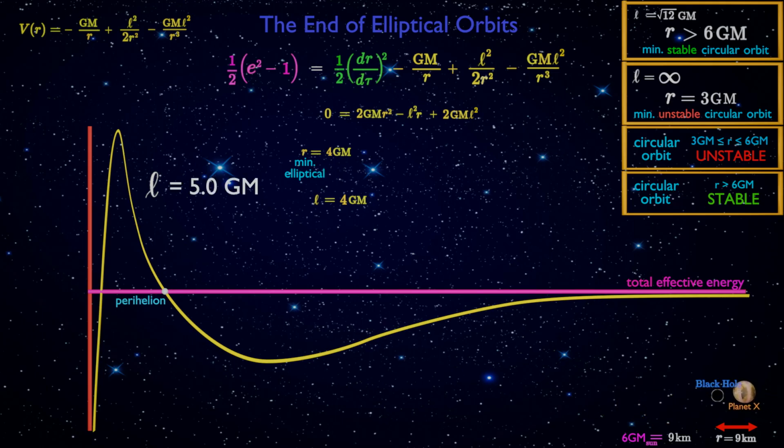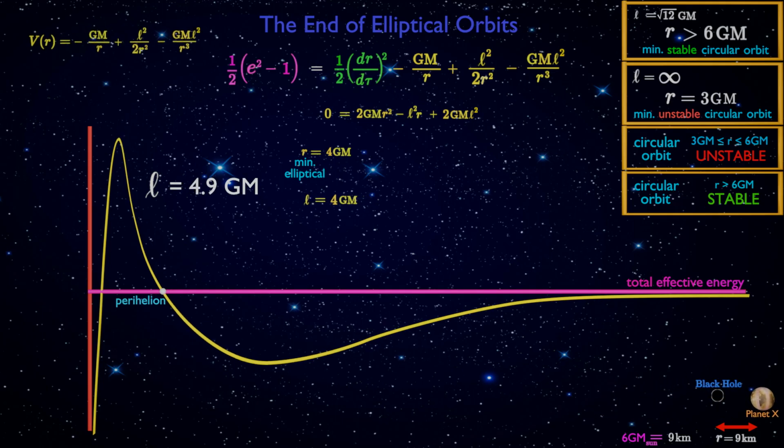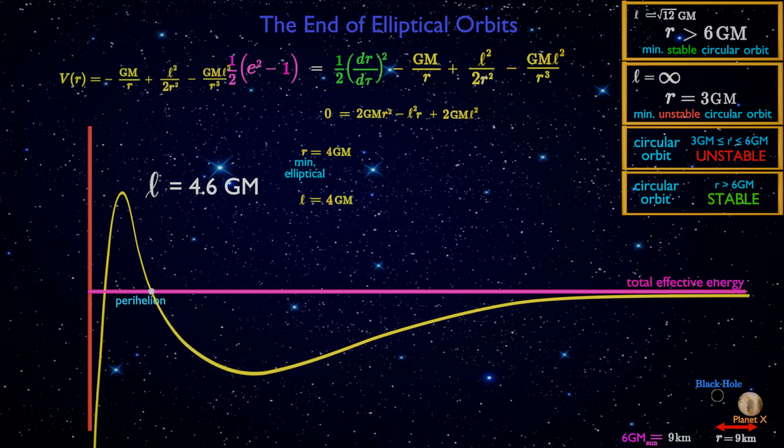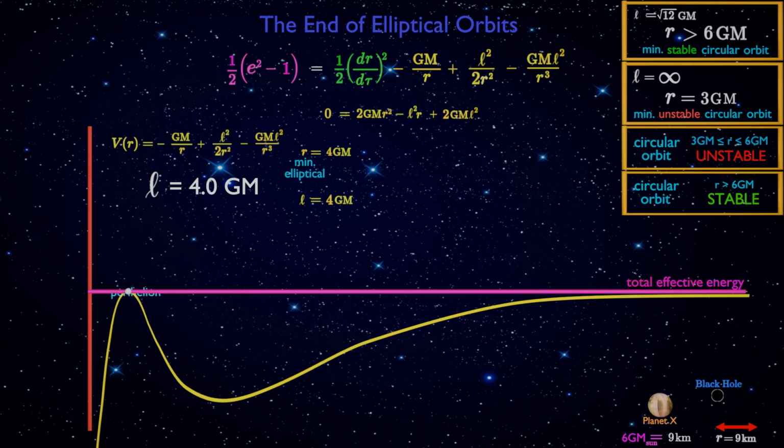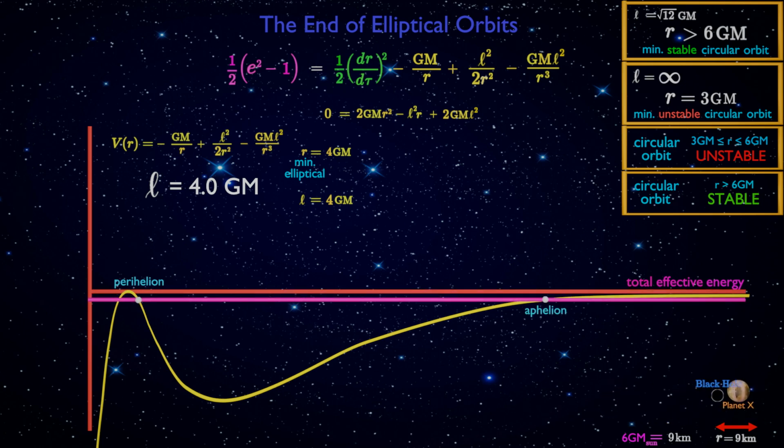Let's see what that looks like on the graph. We see this point actually corresponds to an unstable circular orbit at 4 GM, but we need slightly less total effective energy anyway to have a finite aphelion, so the smallest possible elliptical orbit has a perihelion just slightly greater than 4 GM.